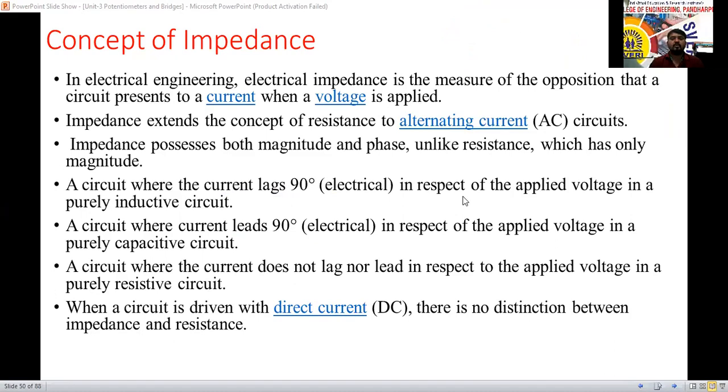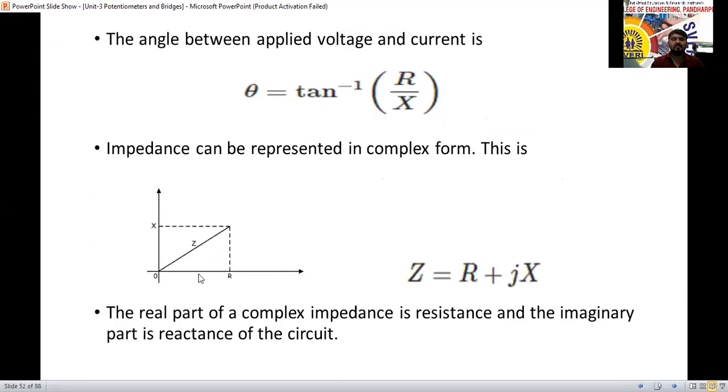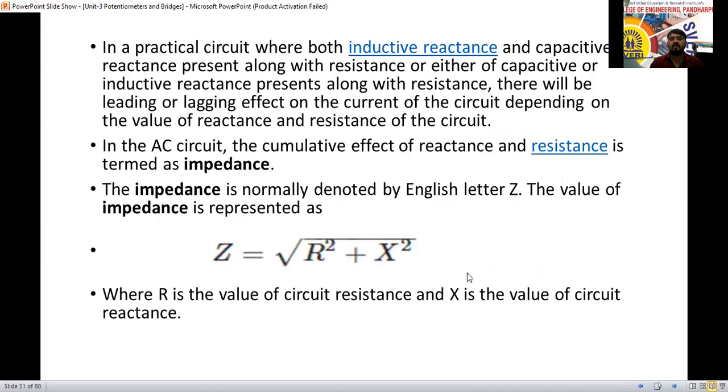We know the formula for the inductive triangle. Directly I will go to this one. This is the impedance triangle. We are going to call that one. For the previous slide only I have taken. See here, how did we get this impedance answer?